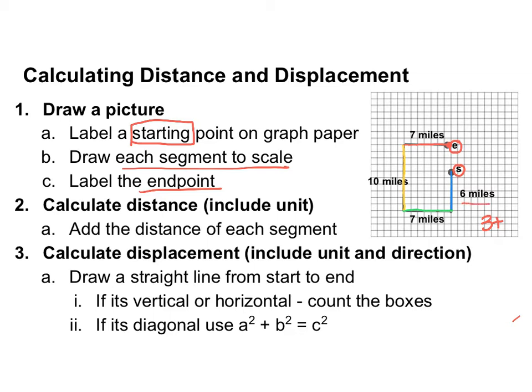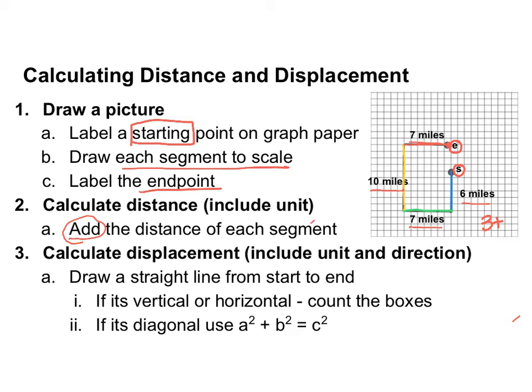So these things, the 6 miles, 7 miles, 10 miles, and 7 miles, those are my labels for each segment. And segments are just kind of the parts of the graph or parts of the drawing. Next, we're going to be able to calculate a distance. So when we calculate a distance, we're going to add the distance of each segment together.